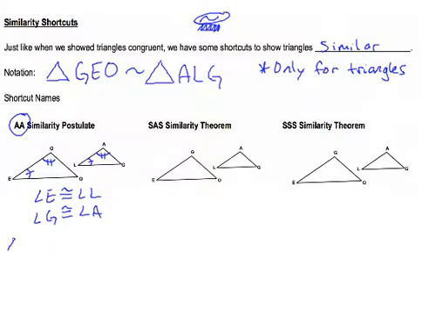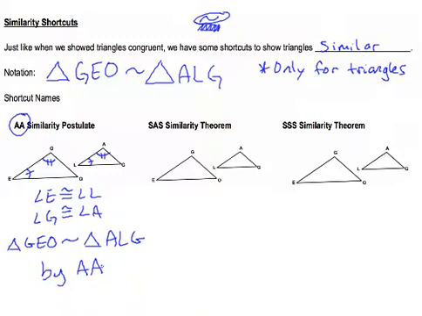And again, I could say triangle GEO is similar to triangle ALG by angle-angle. I'm using the angle-angle similarity shortcut.